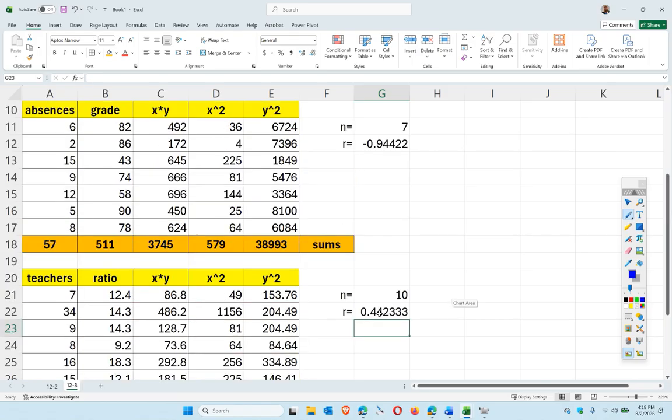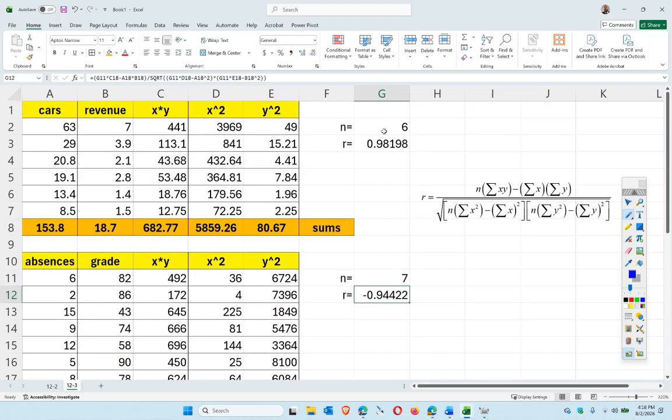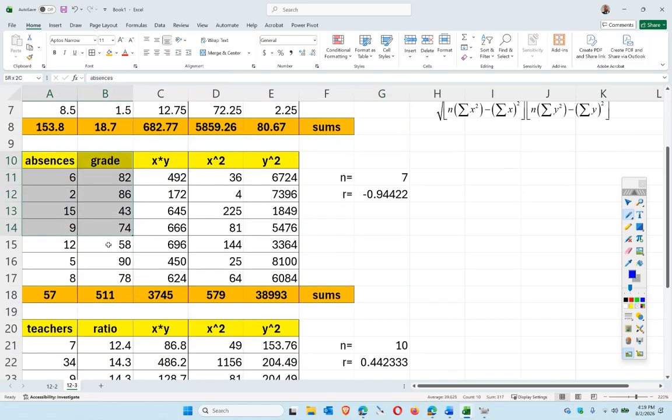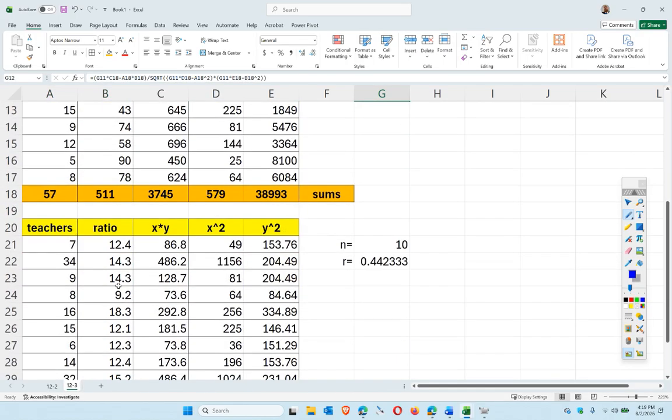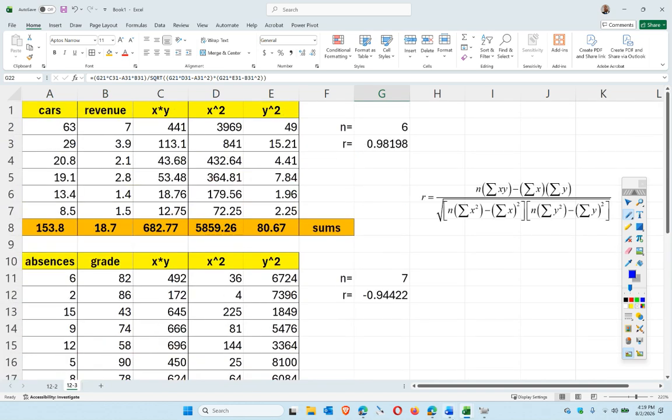All right, so we have a very poor positive value there, a very good negative value there, and a very good positive value there. So I would say here is the car revenue data. The correlation coefficient is saying they have a very good positive relationship. The absence data is saying it has a very good negative relationship, linear. And then the teacher ratio problem has a positive relationship, but it's not very good. That's below 0.5. It's below half. That's not good whatsoever.